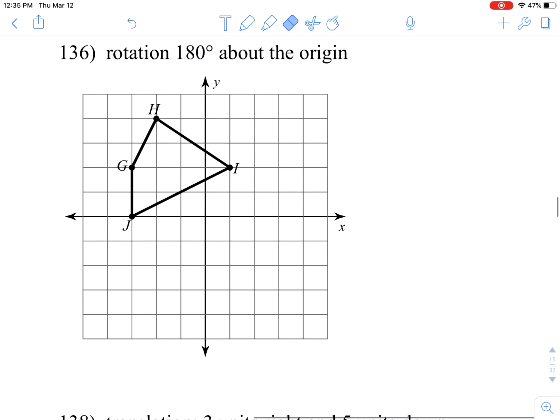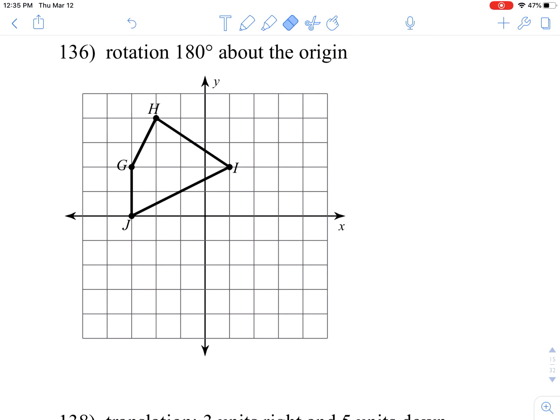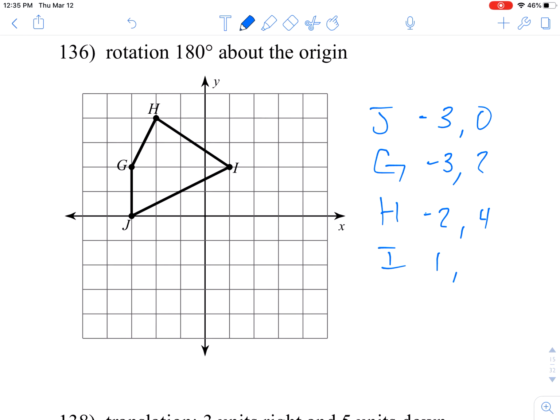For 136, you're going to do a rotation about the origin. Now, there is a bunch of different ways to do this. I actually like to do this a little differently for 180s. So I list the points for 180. I go J, G, H, and I. And so then I just go through and say J is at -3, 0. G is at -3, +2. H is at -2, +4. And I is at 1, 2.